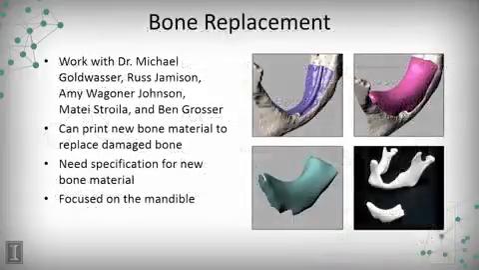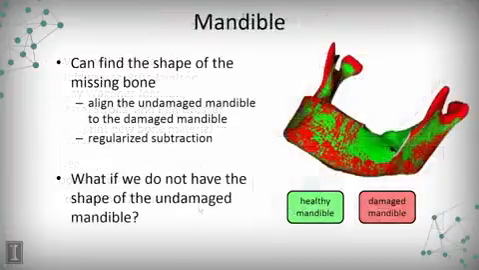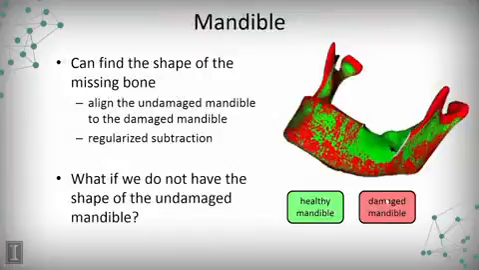So here's an example. I worked with a group of people a few years ago on a method for computing the geometry of a scaffolding to support bone growth in damaged mandibles. And so we needed some geometry for a mandible in order to figure out a healthy mandible and a damaged mandible, to be able to do a subtraction operation to find this damaged piece. So if we don't have an undamaged mandible, how can we find a mandible that was the shape of the damaged mandible before the damage happened?